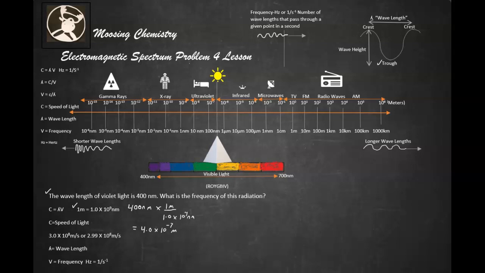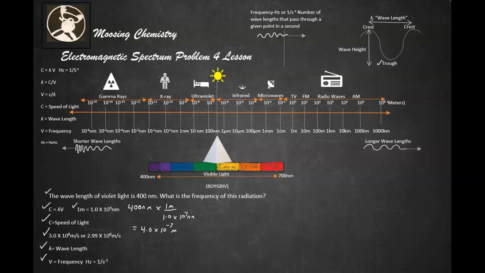Okay, now we can use the formula C equals lambda V, where the speed of light is C. We could either use 3.0 times 10 to the 8 meters per second, or 2.99 times 10 to the 8 meters per second. Remember that lambda is wavelength and V is frequency. Okay, so now we're going to solve for frequency.